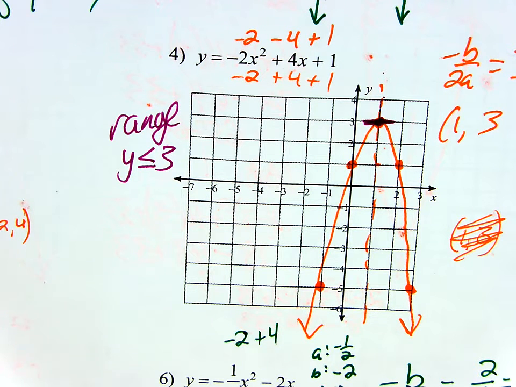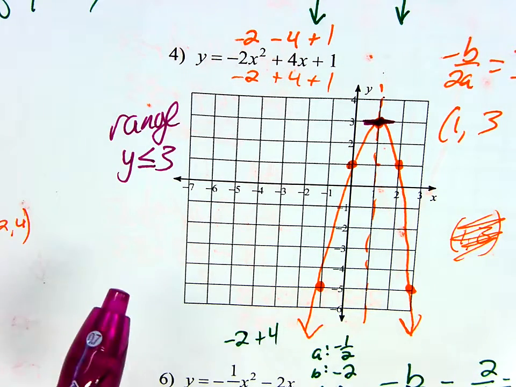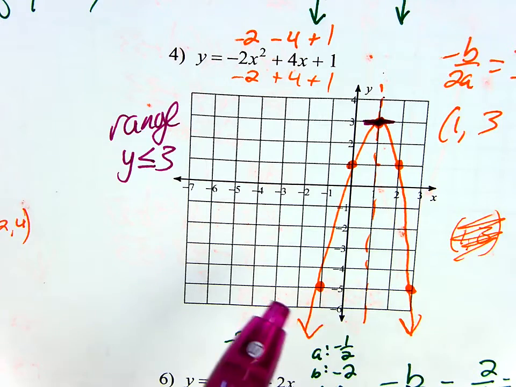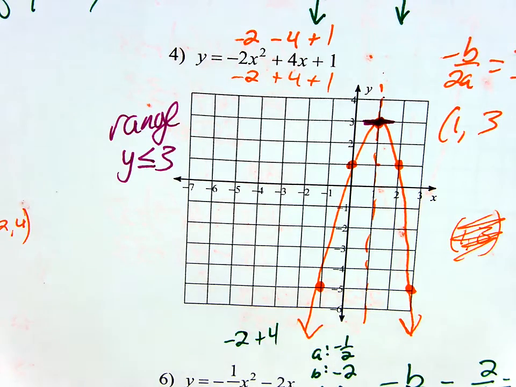Now, I mentioned a minute ago, yeah, that's pretty easy to do when you have the graph right in front of you. You're not always going to have the graph right in front of you. And it would be such a pain in the neck to make the graph just to figure out what the range is. There's got to be a better way if you don't have access to the graph. Turns out there is.